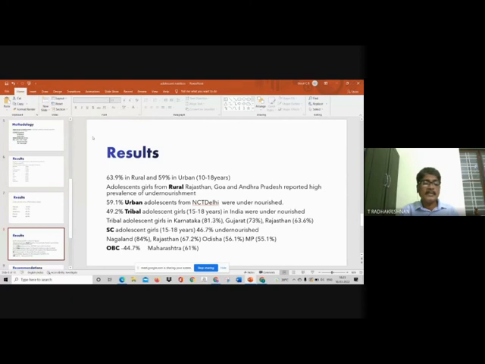If you examine the OBC population, 44.7% of adolescent girls in the age group of 15 to 18 were undernourished. It is highest among the OBC group. In Maharashtra, 61% of adolescents are undernourished.